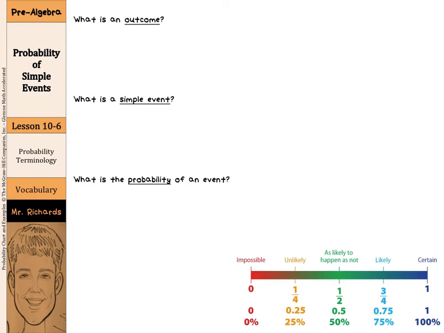Our first vocabulary word is outcome. And what is an outcome? It is the possible result of a probability experiment.